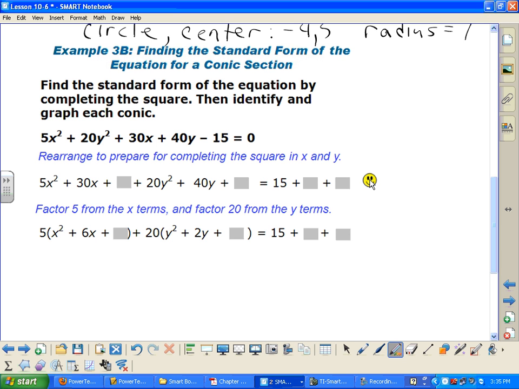All right, so we did that first. Then the second step is we're going to factor out the coefficient of x squared. In this case, the coefficient of x squared is 5, so we took 5 out of the x squared and from the 30x, so that left us with x squared plus 6x. And we took the 20 from the y squared and the 40y, which left us with y squared plus 2y. And then the 15 on the other side.